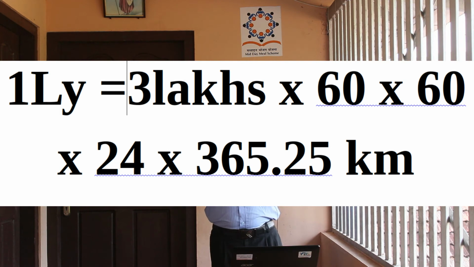Now find how many kilometers is 1 light year and write it down in your science diary. Yes, we have made that calculation here. What you have to do? Light travels in 1 second how many kilometers? It is 3 lakh kilometers. If it is for 1 minute, you have to multiply with 60. For 1 hour, again multiply with 60. If it is for a day, again multiply with 24. And if it is for a year, you have to multiply this quantity again with 365 and a quarter. Then you will get the value.